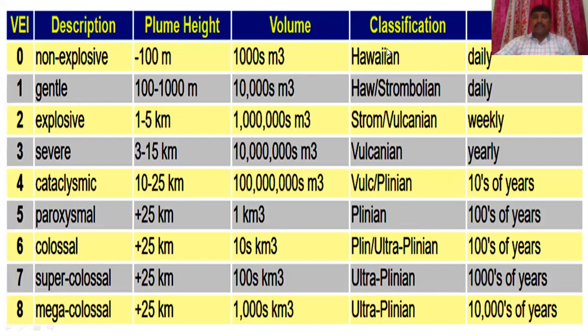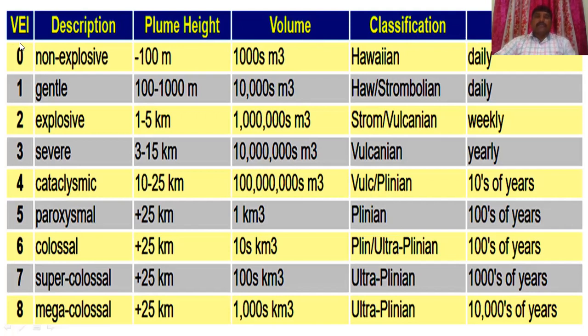The table on the screen shows the volcanic explosivity index. In the first column we can observe the indexes 0 to 8, that is, a total of 9. And in the second column we see the description, the plume height during the eruption, the volume of the lava, the classification of the volcanoes, and the frequency of eruptions in the world.